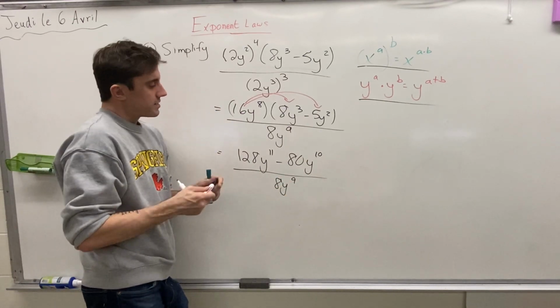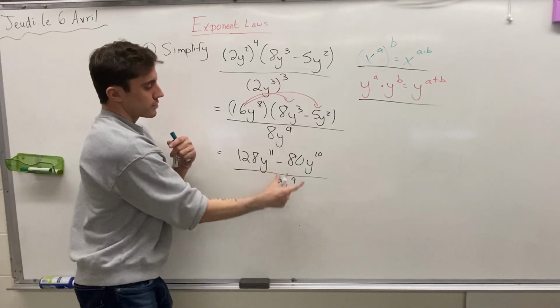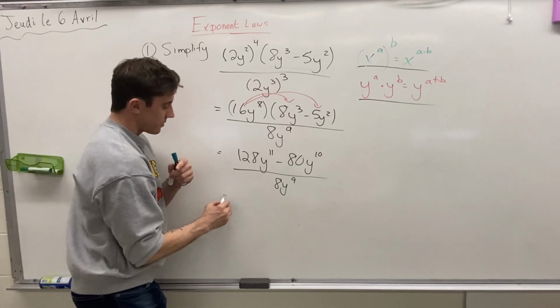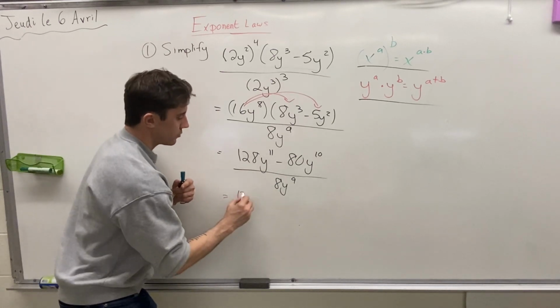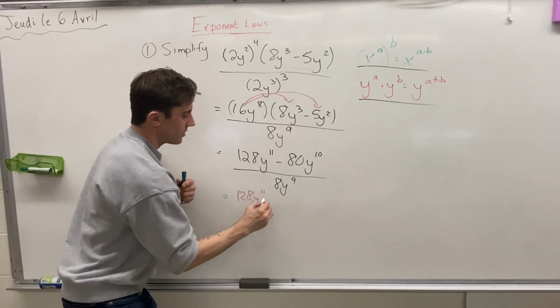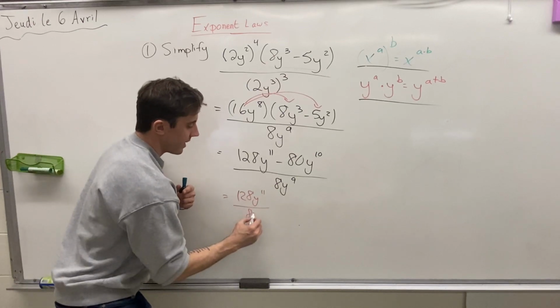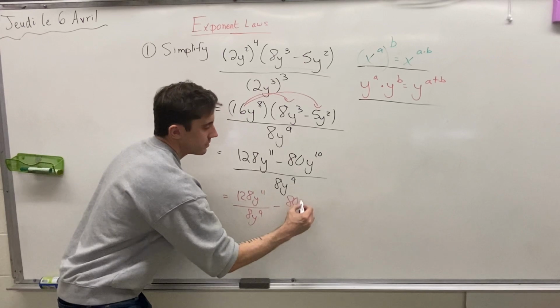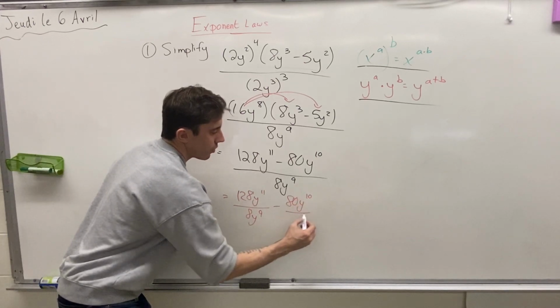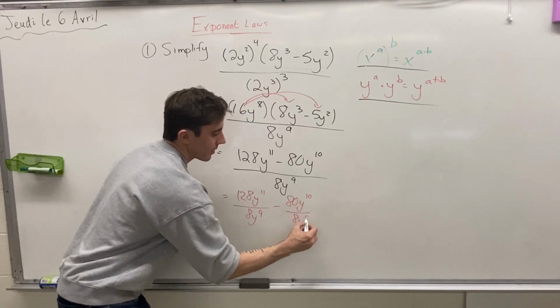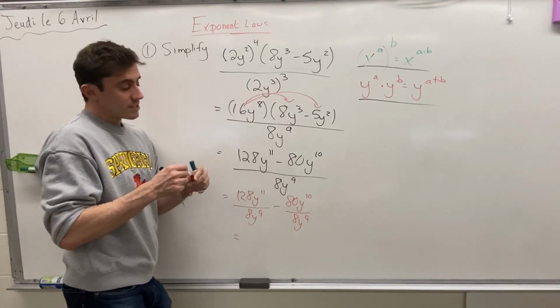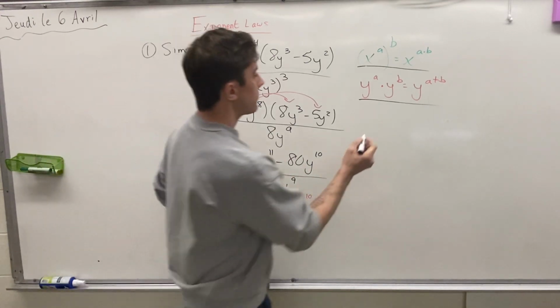And then, since we have two terms over a common denominator, we can write these separately. So we can write this as 128y to the 11 over 8y to the power of 9, minus 80y to the power of 10 over 8y to the power of 9. And then we can simplify each term individually.